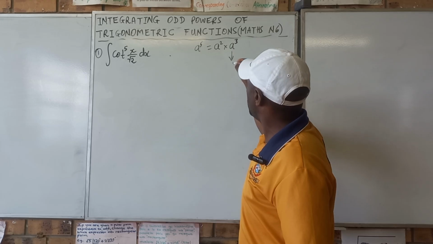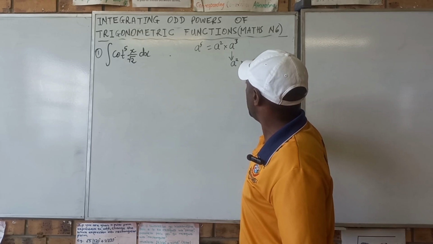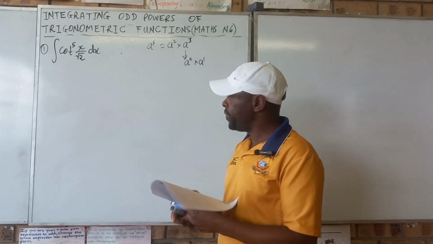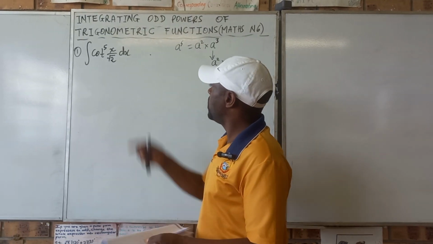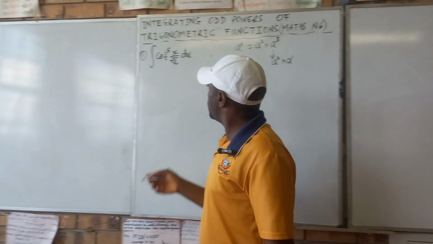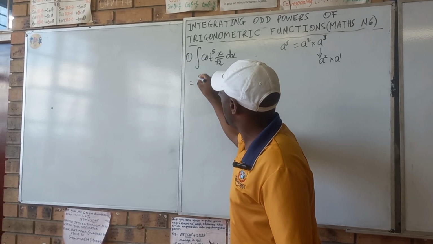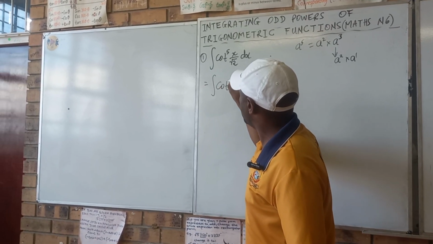Then I go further to break the power 3 like that. So there are many other methods, but this is the method I want to show you. So that can then take us to the problem. So we want to integrate cot to the power 5. So as my first step, I will call it cot squared.